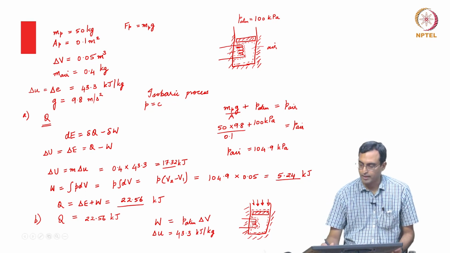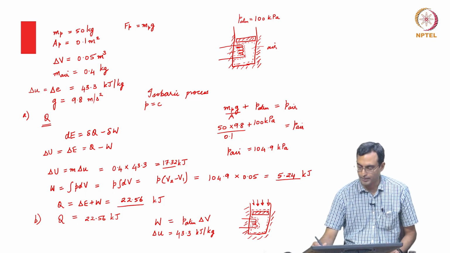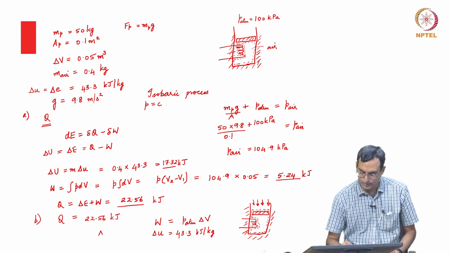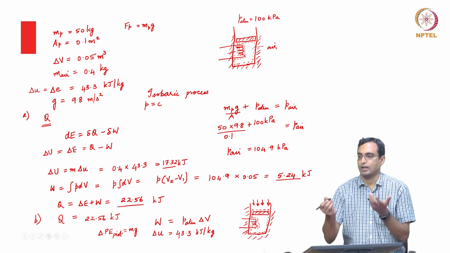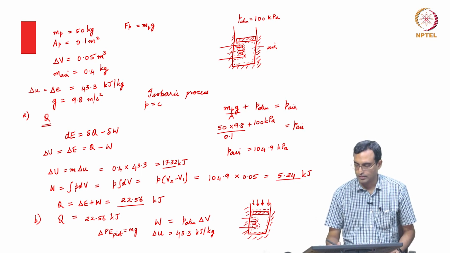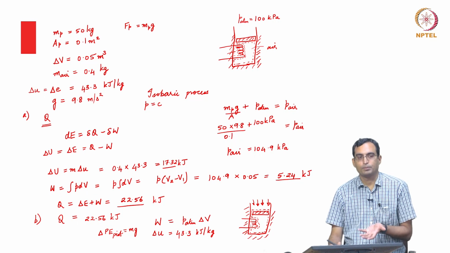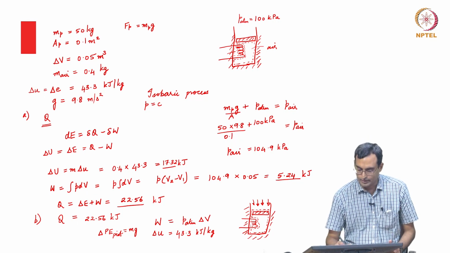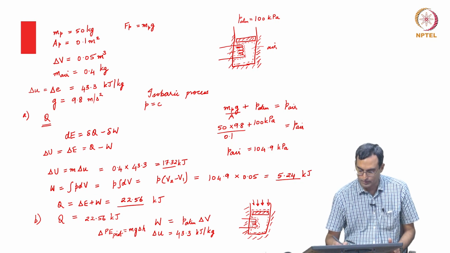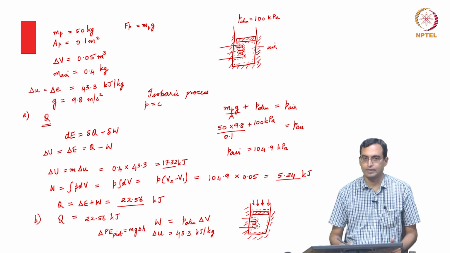But now I would also have a change in the potential energy of the piston. So, that is something which I would have to take into account, which is essentially m into g into whatever the height by which it is raised. So, the piston is moving upwards. So, the final height would be higher. So, the potential energy change for this piston would be positive.